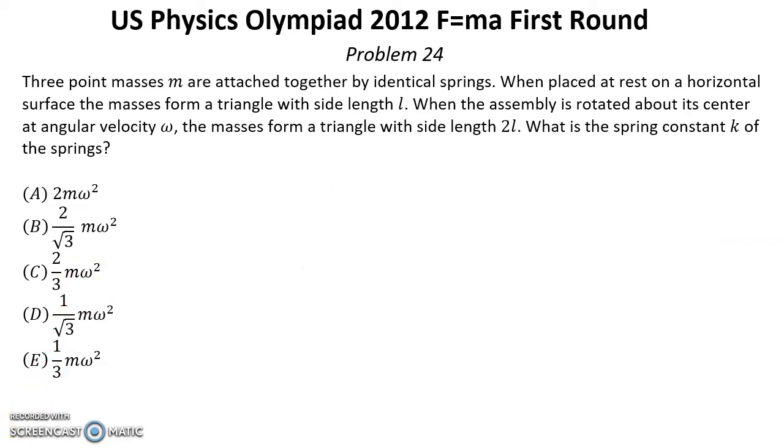Problem 24. 3 point masses M are attached together by identical springs. When placed at rest on a horizontal surface, the masses form a triangle with side length L. When the assembly is rotated about its center at angular velocity omega, the masses form a triangle with side length 2L. What is the spring constant K of the springs?